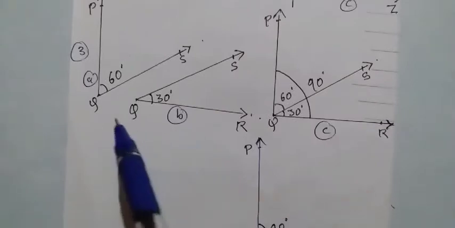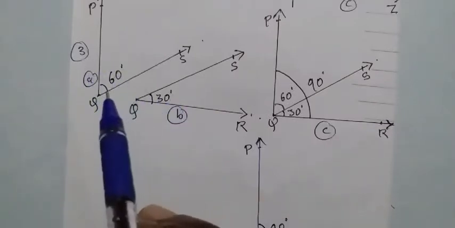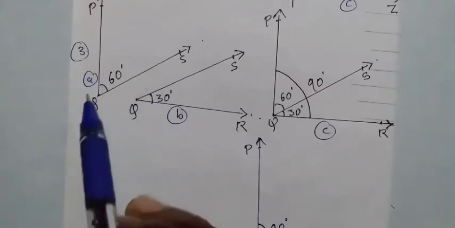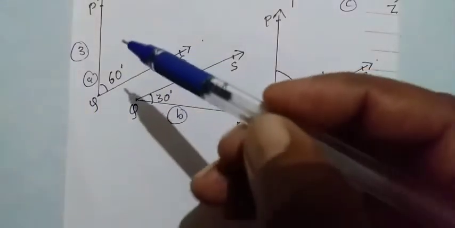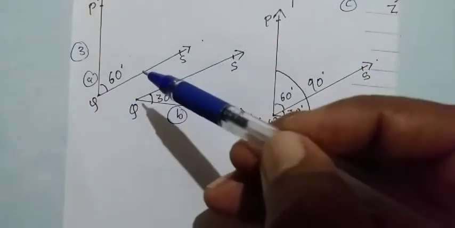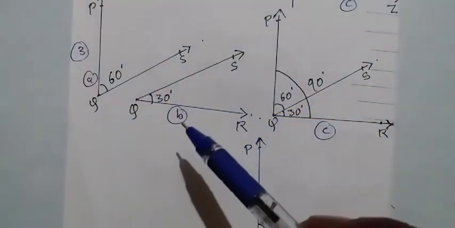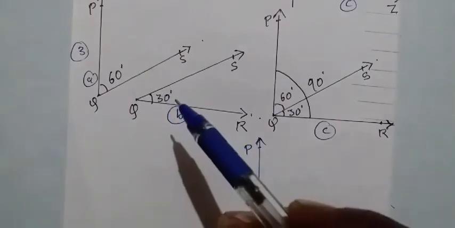Similarly, consider figure 3. In this figure, angle A is angle PQS. Its measure is 60 degrees. Similarly, in figure B, angle SQR is 30 degrees.